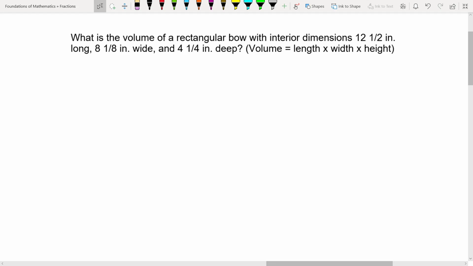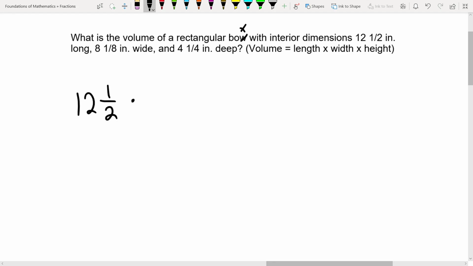What is the volume of a rectangular box? Oh, that should be box. With the interior dimensions of 12 1/2 inch long, 8 1/8 inch wide, and 4 1/4 inch deep. Volume is, of course, length times width times height. So all we have to do is multiply these numbers together and see what we get.